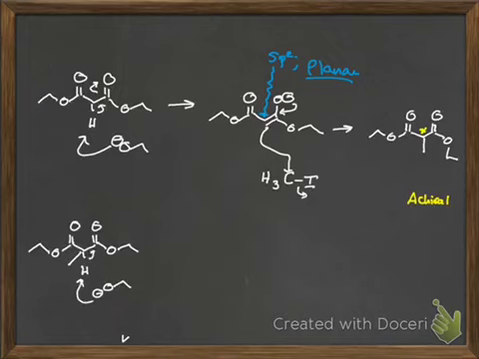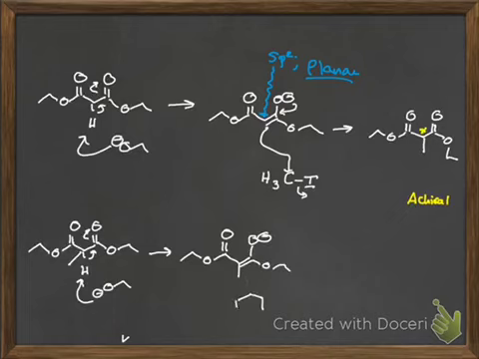Another base, we pull off the proton, make an enolate. We get here, and we do the nucleophilic attack on the benzyl bromide, and we get here.